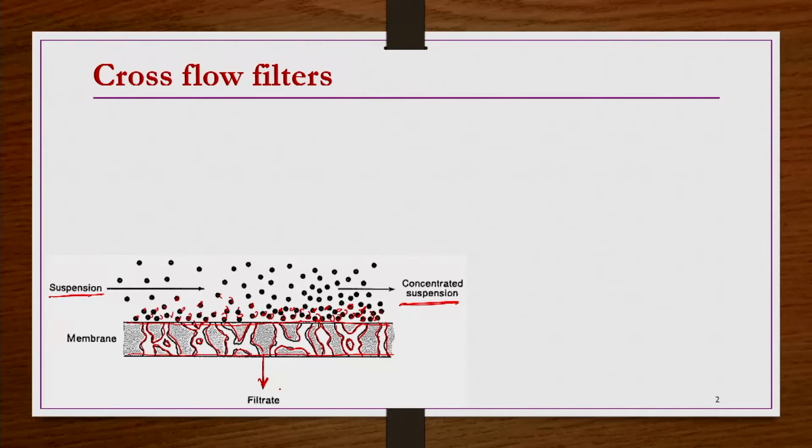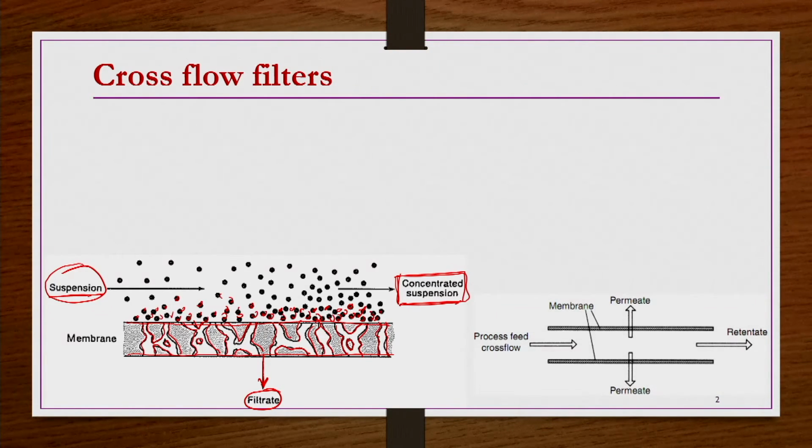We get almost a pure filtrate, depending on the membrane and process conditions, but the other phase would be a concentrated suspension. It will not be only highly loaded particles like cake. It is not cake but a highly concentrated suspension, whereas the feed suspension is a low concentrated suspension. Right. The same process we can also represent pictorially in another way, as shown here.